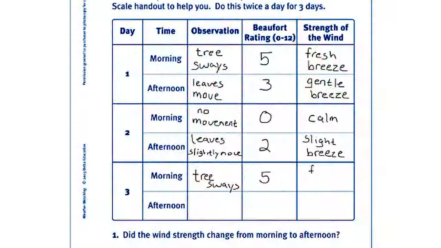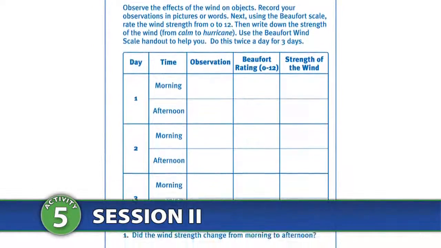Hand out a copy of Activity Sheet 5 and some pencils to each student. In pairs, ask students to observe and record the wind strength twice a day, once in the morning and once in the afternoon, for 3 days. Help students apply the Beaufort scale to their observations. To prepare for Session 2, each student will need his or her copy of Activity Sheet 5.